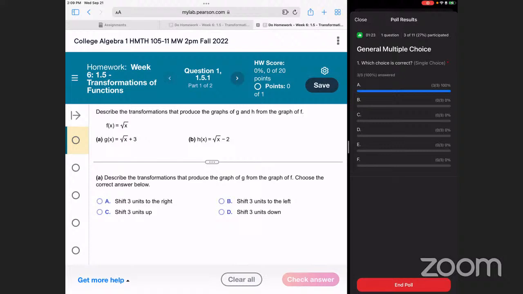Let's see. So we still need one more. Okay, so then part A says we're going to shift 3 units to the right. Part B says shift 3 units to the left.